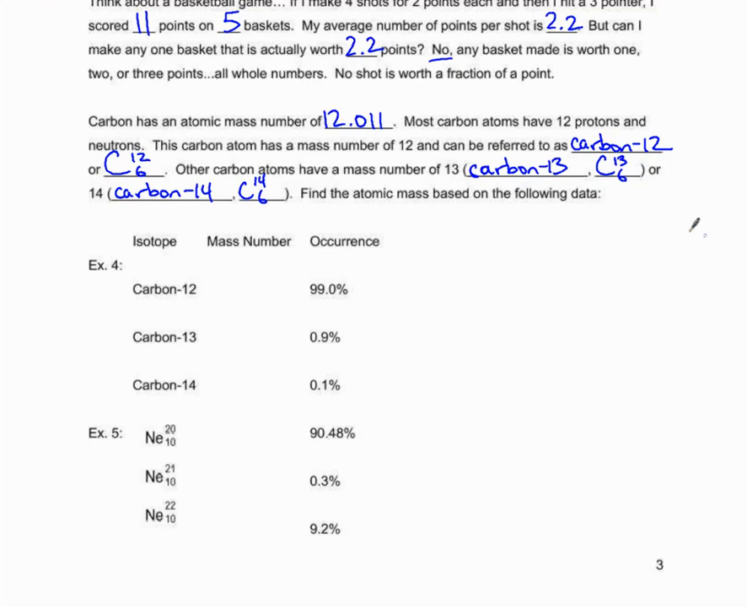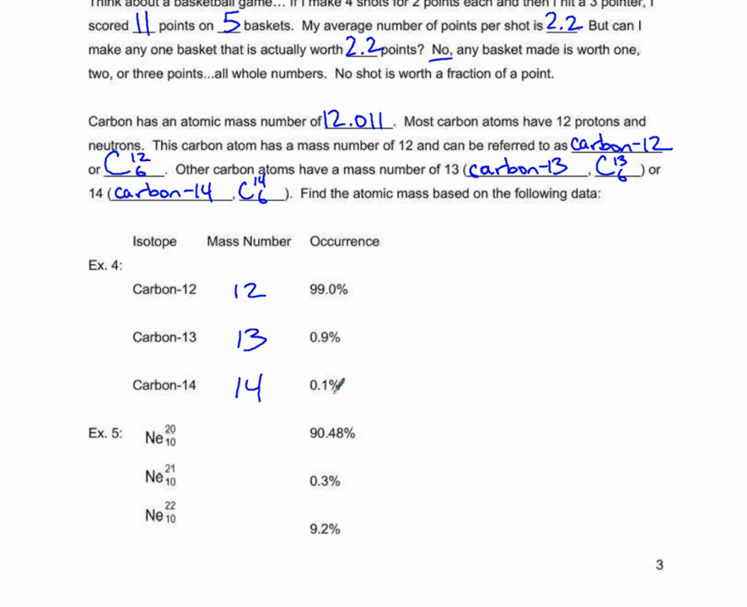So find the atomic mass of this carbon based on the following data. Here's my 3 isotopes of carbon, and the occurrence is how often we see it, or how many of all the carbons in the world are this carbon. So carbon 12, which has a mass number of 12, accounts for 99.0% of all carbon in the world. Carbon 13 accounts for 0.9% of all carbon, and carbon 14, 0.1% of all carbon.